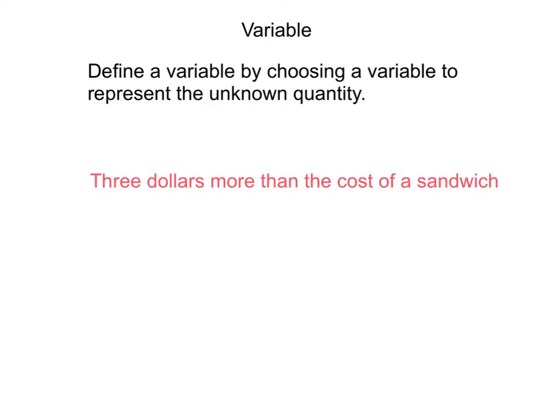The second step in translating phrases into algebraic expressions is variables. You must define a variable by choosing a variable that represents the unknown quantity. Back to this example again, we have the $3 and the more than, but then we also have the cost of a sandwich. And what we don't know is the cost of the sandwich. So that's where we need to assign our variable. In this example, let's make the cost of the sandwich C, just because C, cost.